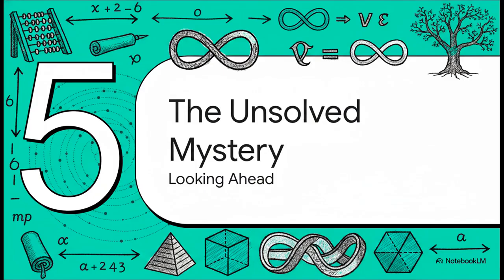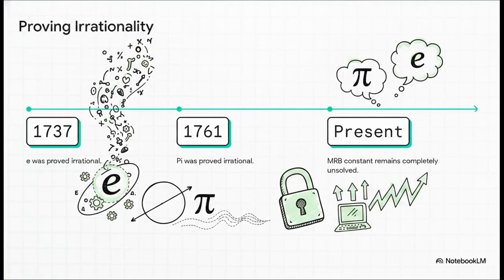Section 5. The Unsolved Mystery. All right, let's bring this all home by placing the MRB constant into the bigger picture of mathematical history. You see, proving that a number is irrational is incredibly difficult. It can literally resist the brightest minds on Earth for centuries. Just look at this timeline.